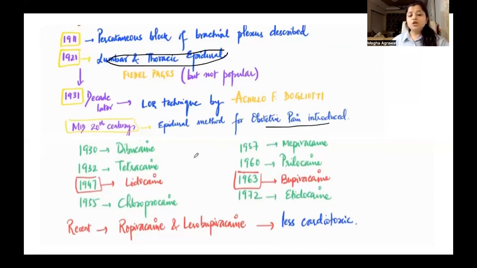And now the newer local anesthetics that we use. We frequently use lidocaine and bupivacaine. So lidocaine was invented in 1947, independence time. And after that, in 1963, bupivacaine came. But bupivacaine is cardiotoxic. So the recent ones, ropivacaine and levobupivacaine, which nowadays are used a lot, are less cardiotoxic, and they were invented.